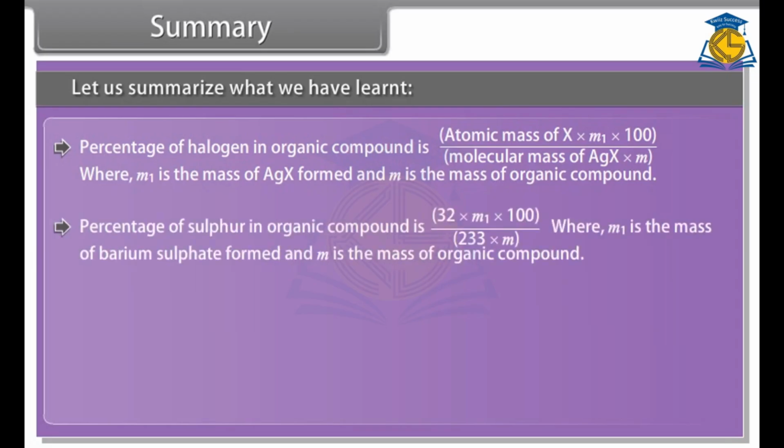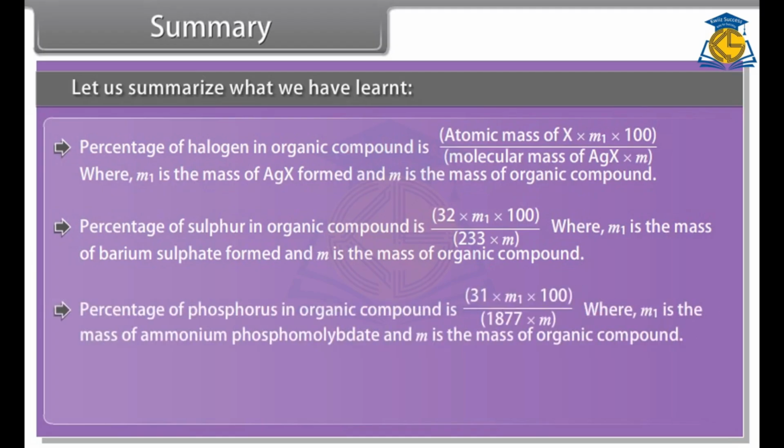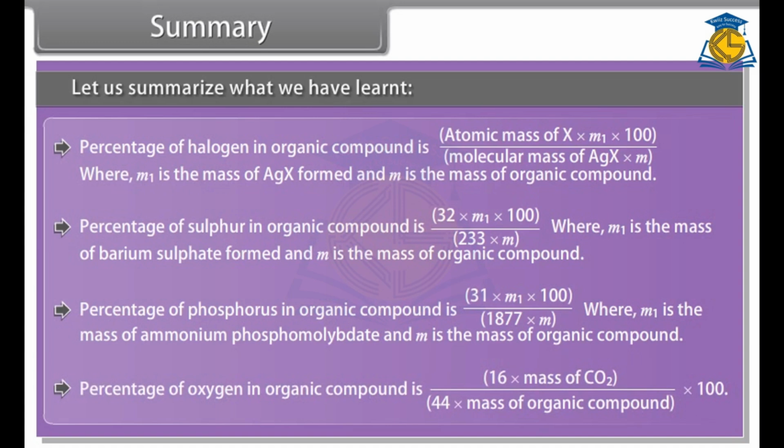Percentage of sulfur in organic compound is 32 × M1 × 100 / 233 × M, where M1 is the mass of barium sulfate formed and M is the mass of organic compound. Percentage of phosphorus in organic compound is 31 × M1 × 100 / 1877 × M, where M1 is the mass of ammonium phosphomolybdate and M is the mass of organic compound. Percentage of oxygen in organic compound is 16 × mass of carbon dioxide / 44 × mass of organic compound × 100.